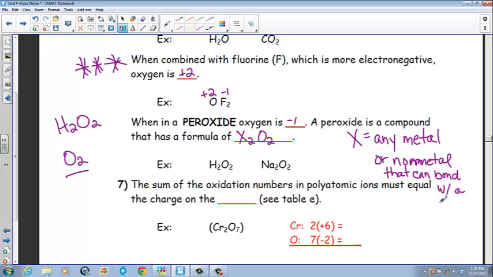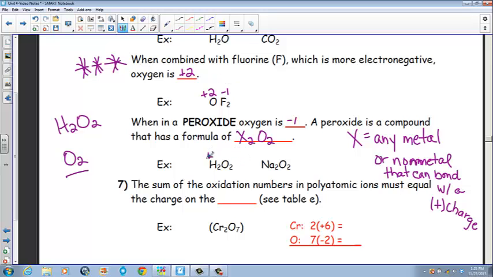With a plus charge. Okay, so what this means is that it could be a non-metal as long as it could take a positive oxidation number, because it has to be written first. Remember, the positive goes first, then the negative.